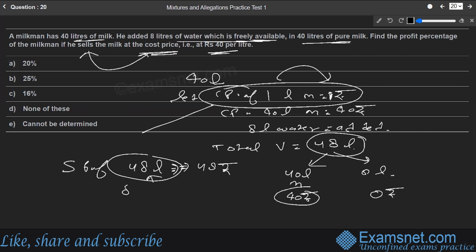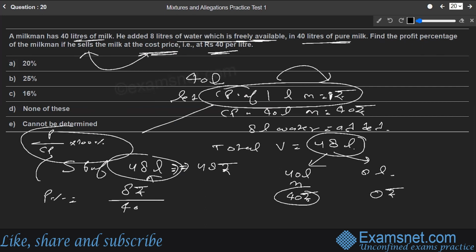So the profit of 8 rupees has been earned over a cost price of 40 rupees. That's how we can calculate the profit percentage. Profit percentage is nothing but profit divided by cost price into 100%. That is the profit percentage expression. So the profit is 8 rupees, cost price is 40, into 100. If you do that, we're going to get 20%. So in this particular deal, he is actually gaining 20% profit, which is available in option A.